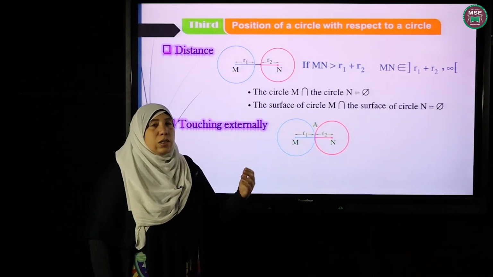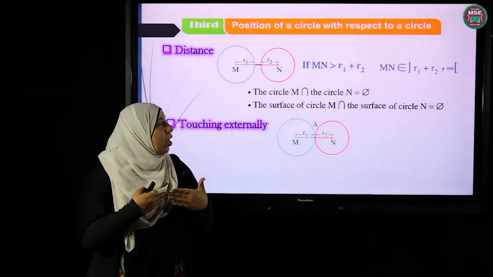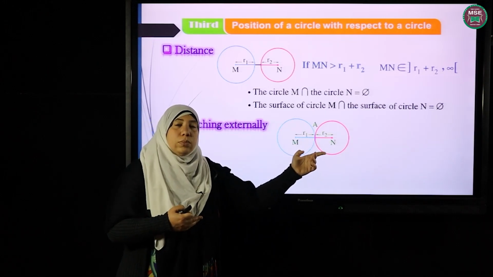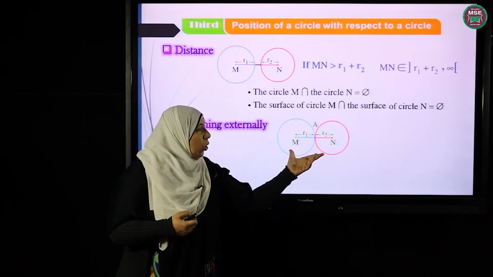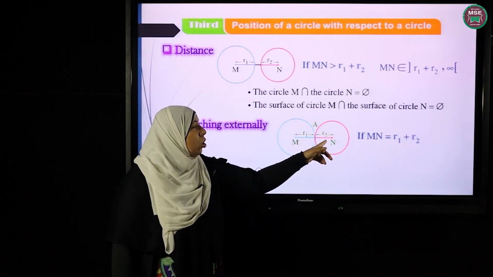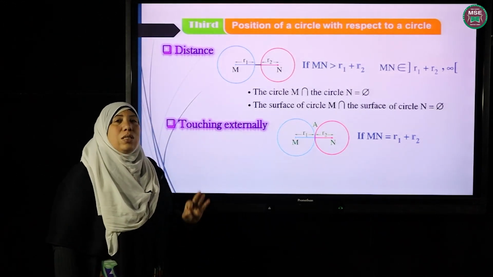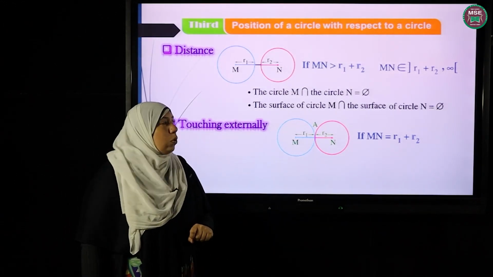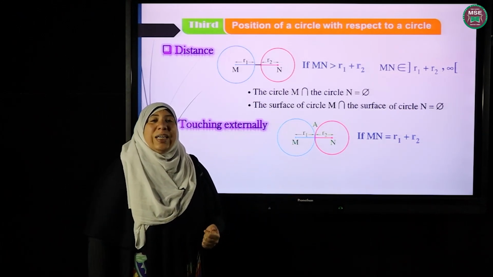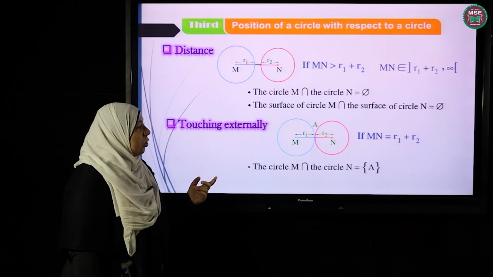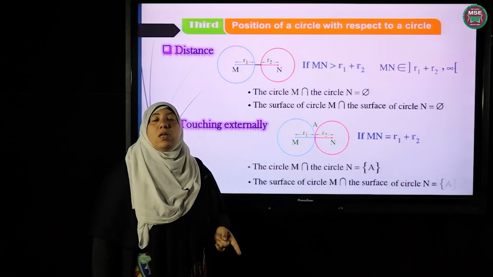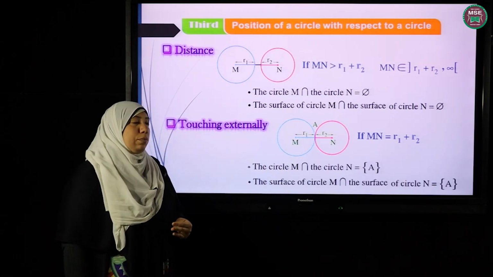The second position: if the 2 circles come closer to each other, they are called touching externally. These 2 circles only touch each other at the point A. You will find that the distance here between the 2 centers is equal to R1 plus R2. If I add R1 plus R2, it will give you the same distance as the line between their centers. So I can say that the 2 circles here are touching externally. These 2 circles intersect at the point A, and their surfaces also intersect at the point A.